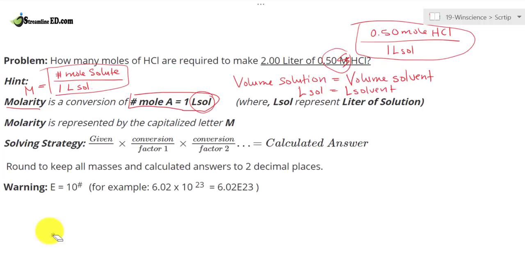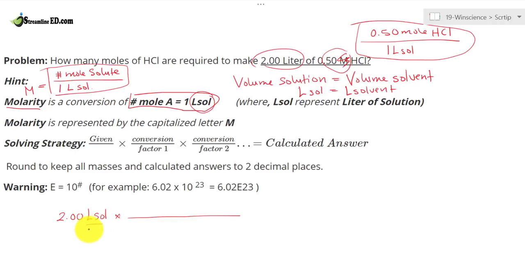So let's continue to solve this problem using the same strategy as before: take a given times the conversion factor. In this case, our given is 2 liter of solution, times our conversion factor. We have to visualize what's happening here. This 2 liter of solution has a concentration of 0.5 molarity. So that's the conversion factor.